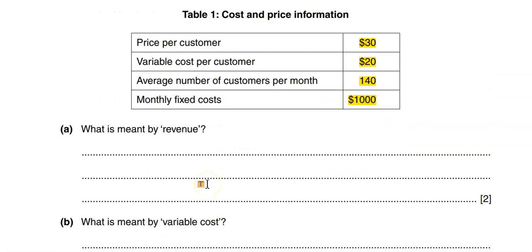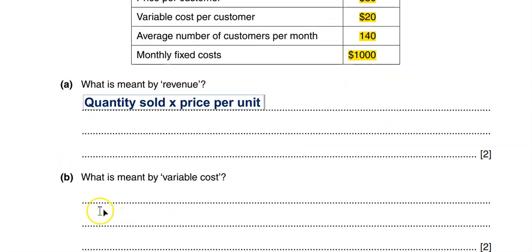Okay, so let's start with the first one. What is meant by revenue, or define revenue? Here I can say it is the income made by the business from the sale of its goods or services, or I can simply write the rule, which is quantity sold times price per unit. And remember, you can get the full mark if you write the rule here.